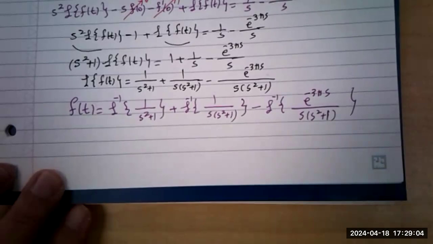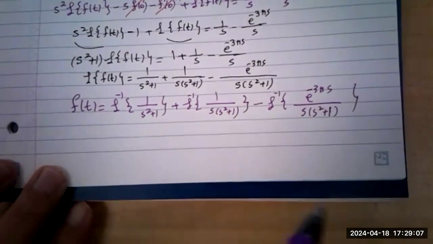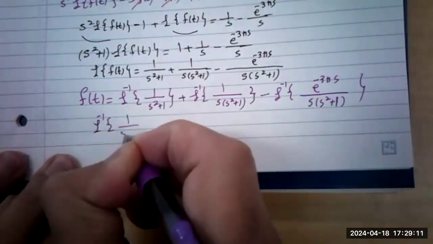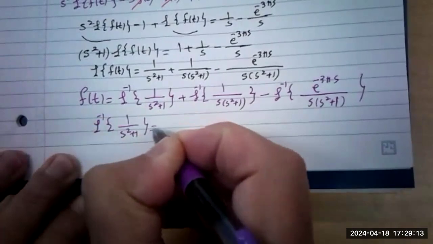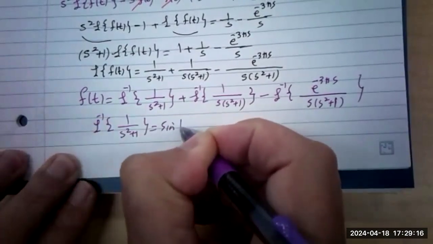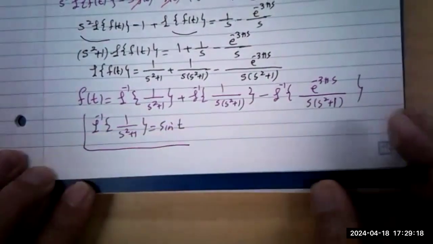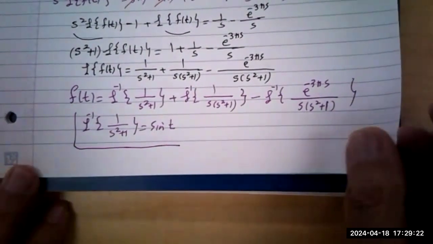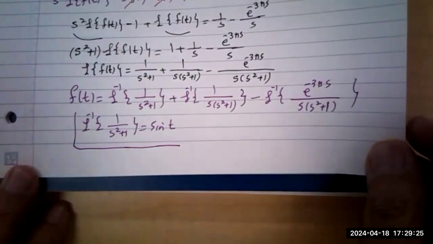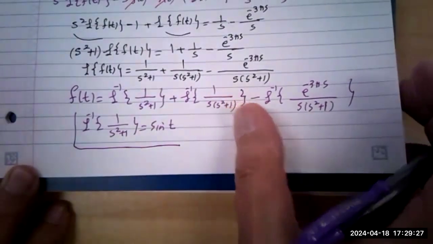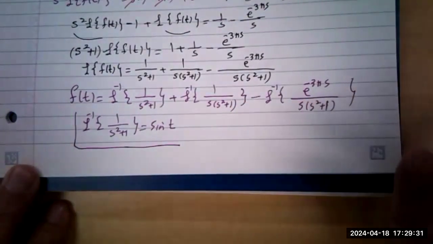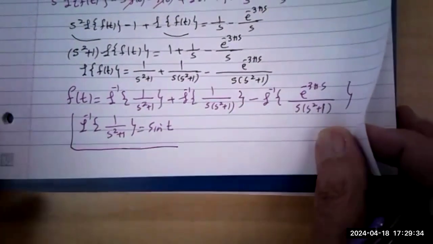So there you are, one by one, you take care of these. The first one is easy. Laplace inverse of 1 over s squared plus 1 is going to be sine t. That's the first one. For the second one, you have to do the partial fractions, which is easy to do. As soon as I have this, I change the t into t minus 3 pi, and that gives the third part. For this type of problem, it's always the case.